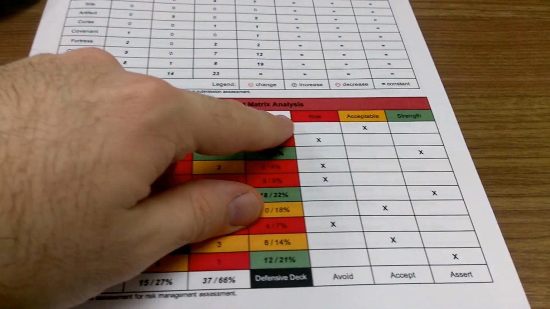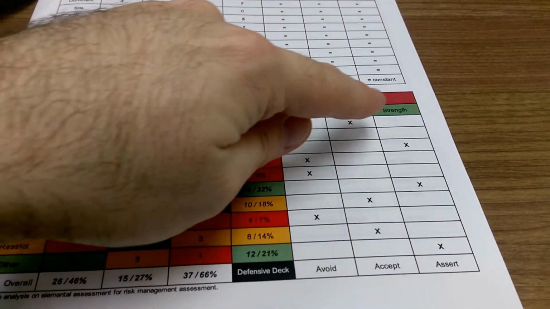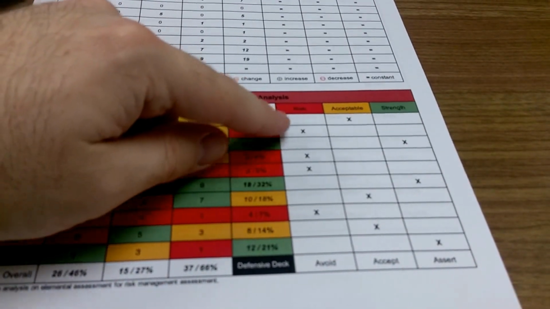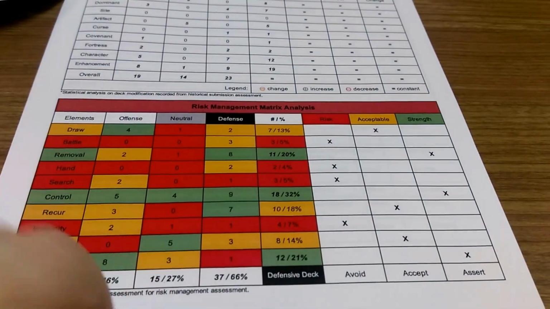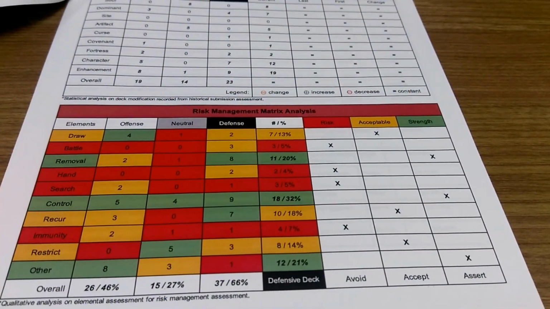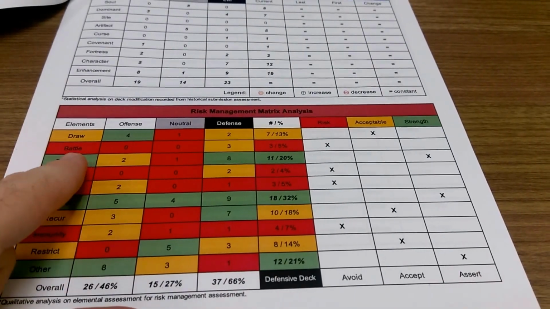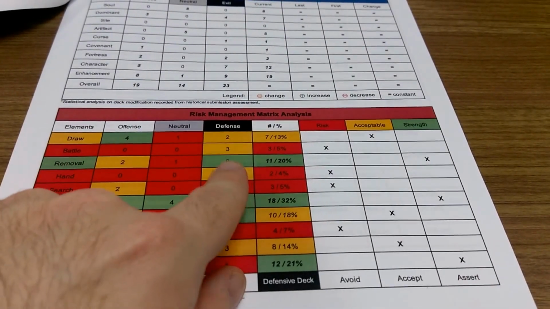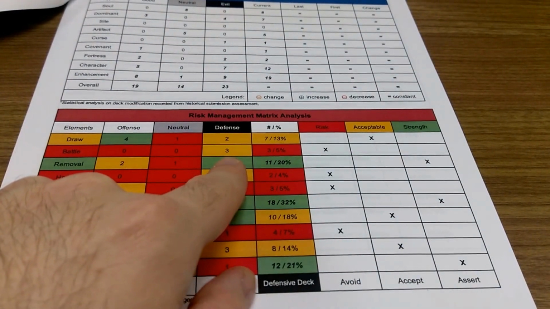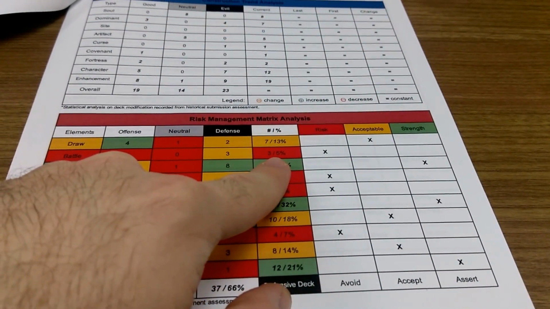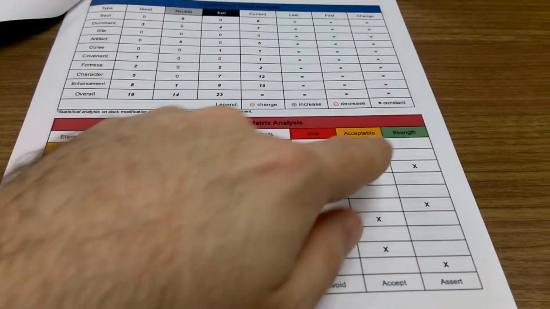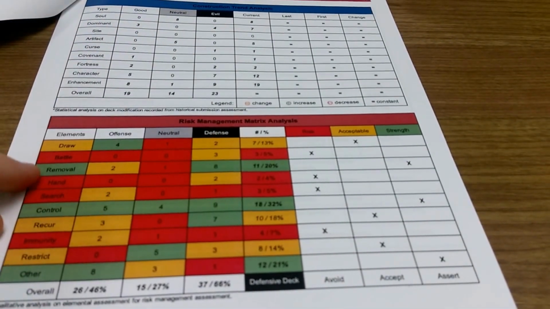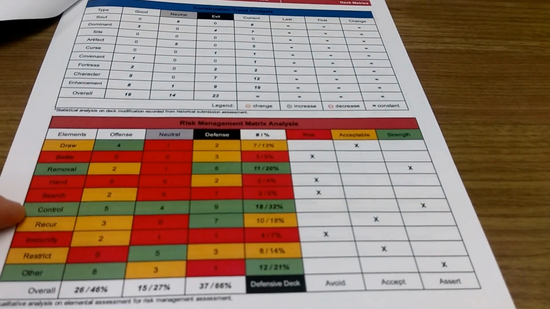And then, as far as risk, acceptable, and strength, anything in this column, these X's show the areas where a deck is pretty weak. For example, in battle effects, it really only has in battle effects for the defense, which roughly plays out about 5% of the deck, which is why it's pretty risky in that area of the deck. And then this deck is really strong in removal and control.